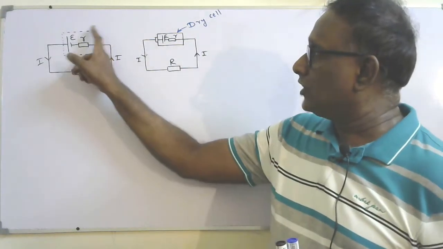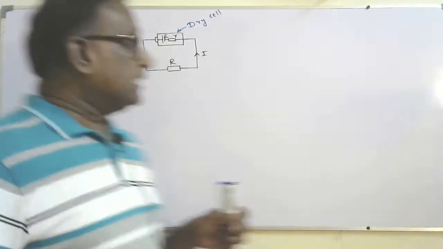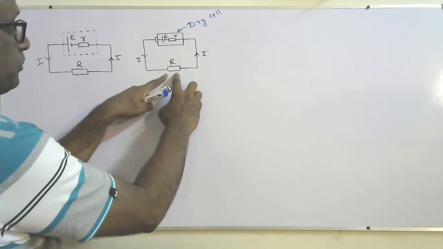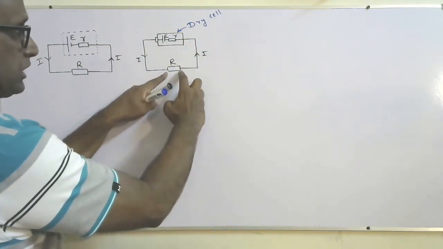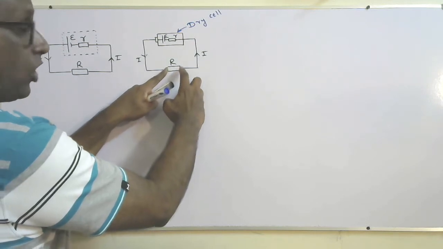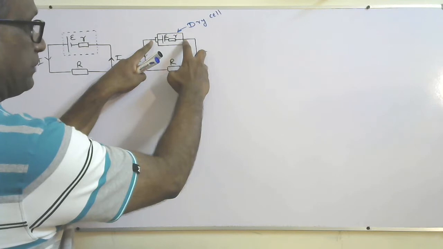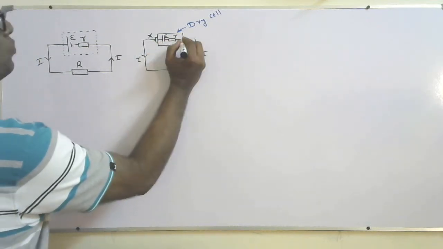The dotted line indicates the DC power supply. The terminals used to connect the dry cell to the external component are these points. So the voltage applied across the external resistor or external component is the voltage across its terminals. I can name the terminals X and Y.